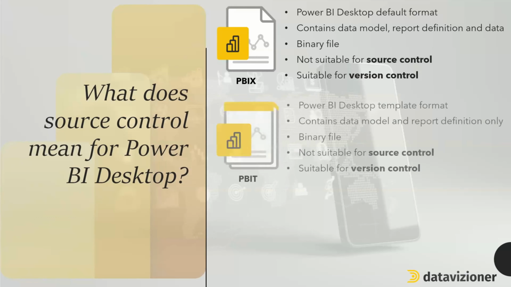The second file type that Power BI Desktop supports is the PBIT file. PBIT files are template files which contain the data model definition and report definition only. They do not contain any data. Whenever we export a PBIX file into PBIT, we are taking out the cached data and storing only the data model definition and the report definition, again as a binary file. So again, it is not really suitable for source control and version control.